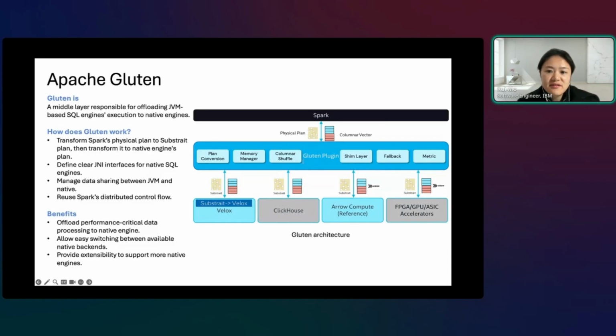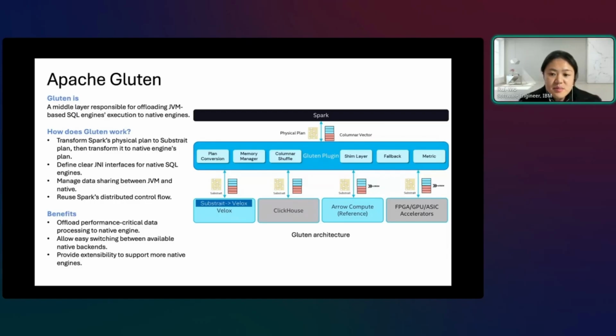In terms of how Gluten works, the core idea is to translate Spark's execution into a form that native engines can understand. When Spark generates a physical plan, Gluten first converts that plan into a substrait representation. This substrait plan is then transformed into the execution plan of a native backend, such as Velox or ClickHouse.